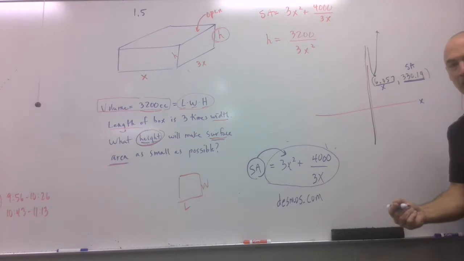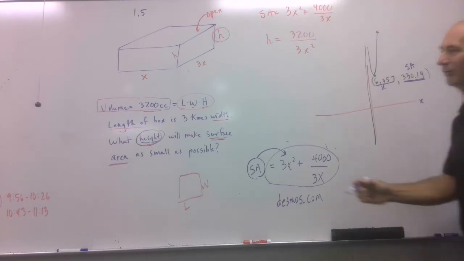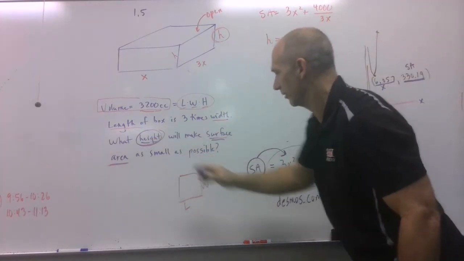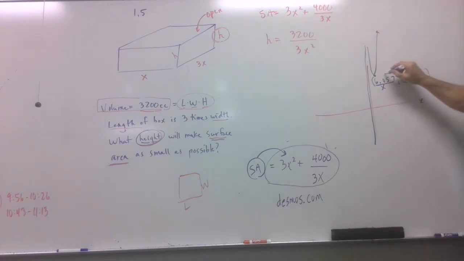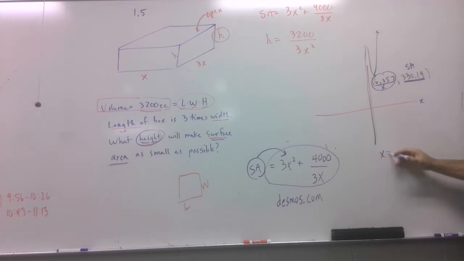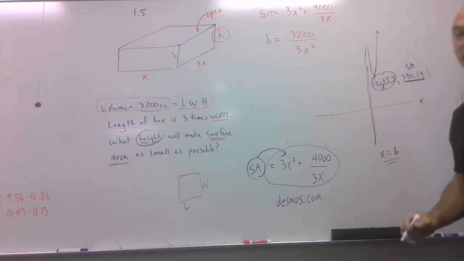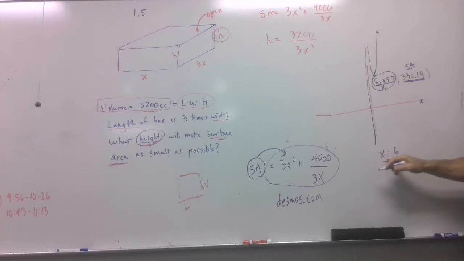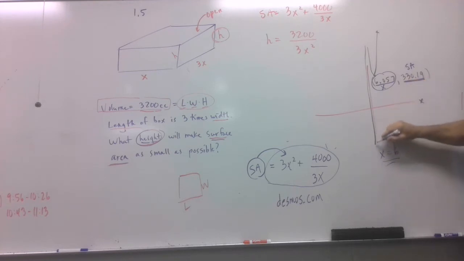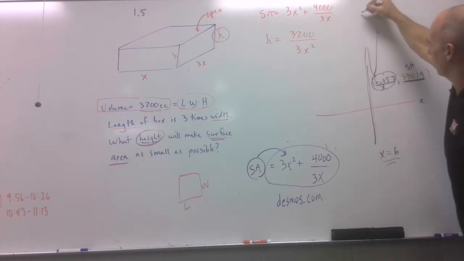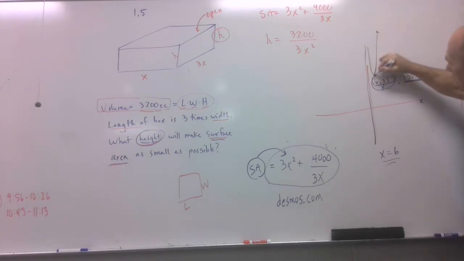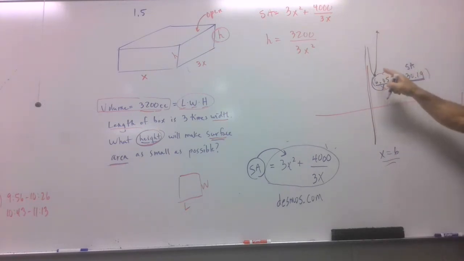Here's the twist. The problem is asking what's the height that will make the surface area as small as possible. Well, we now know that x being 6.057, we're just going to round it and say x is 6 just to simplify things. So when the width of the box is 6, it minimizes the total surface area. It's a really weird graph. This just goes down forever. This goes up forever and ever and ever. Then it comes down and goes up. This is called a minimum. That's showing us the minimum value for the surface area.